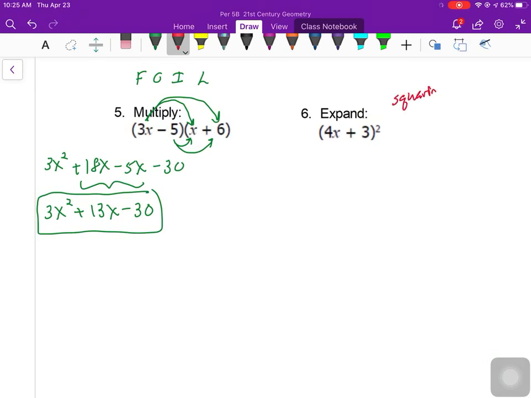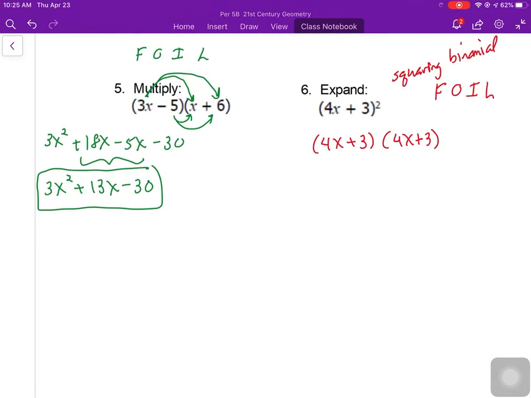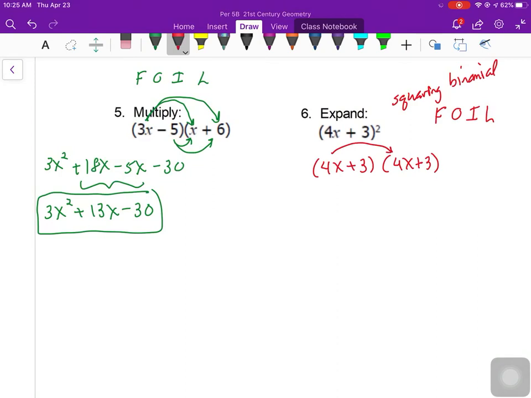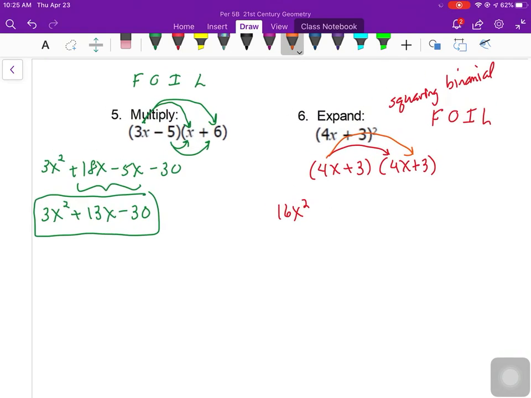Number 6, we are squaring a binomial. To square something means to multiply it times itself. So we actually have a 4x plus 3 times a second 4x plus 3. And we will use that same FOIL concept that we just reviewed. First times first, 4x times 4x would give me 16x squared. Outside's 4x times 3 gives me 12x.